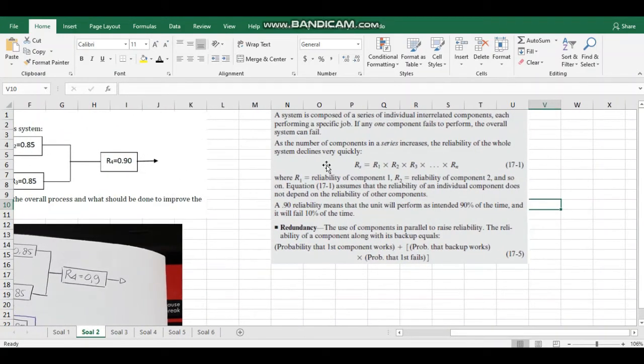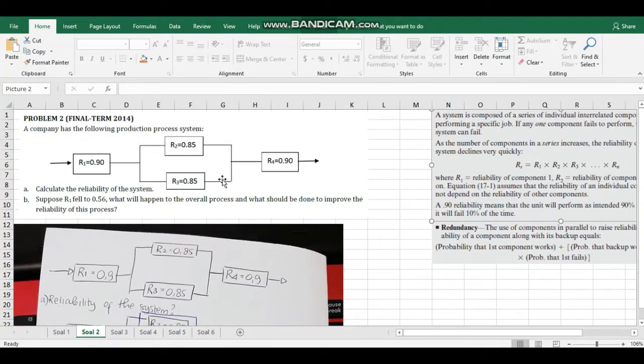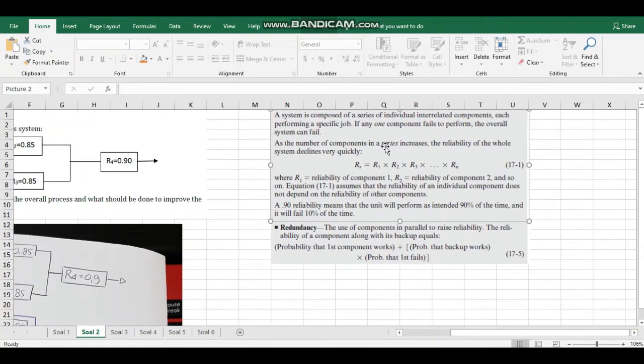So before we do the answer, basically a system is composed of a series of individual interrelated components, each of them performing a specific job. As you can see here, as I said before, there are R1, R2, R3, and R4. Each of them represents a different job. And as the number of components in a series increases, the reliability of the whole system declines very quickly. So to find the reliability for a system in series form, we have to multiply the reliabilities of the components, where R1, R2, R3 is the reliability of each component.